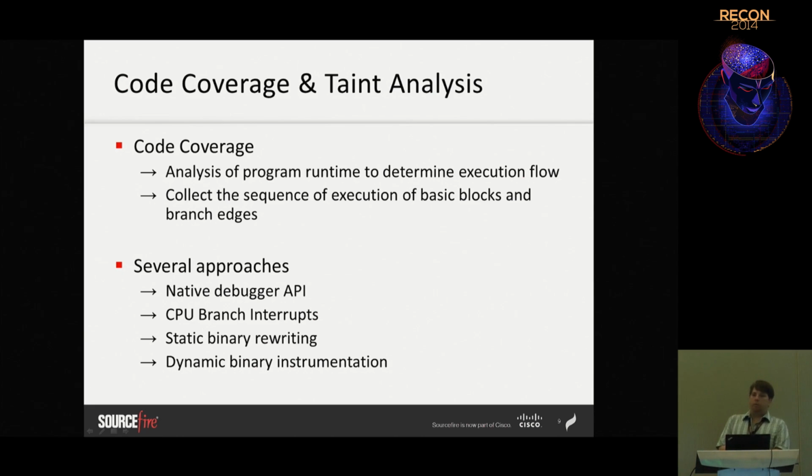CPU branch interrupts are a way to change the trap flag so that, instead of doing a single step, it does a basic block trap. That would be okay, but we don't just need code coverage, and it's not really exponentially faster. It's only faster because instead of single stepping, you are getting each basic block. But as I mentioned, we need every instruction anyway.